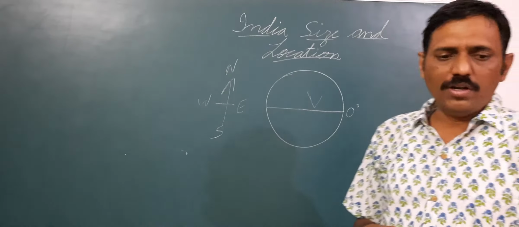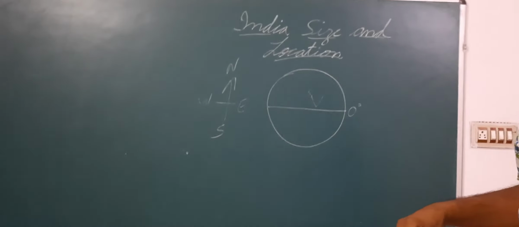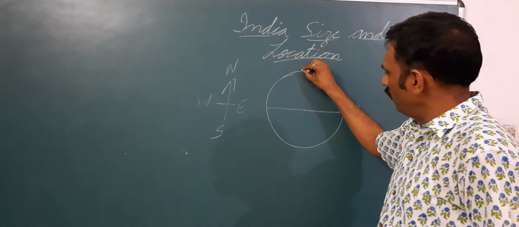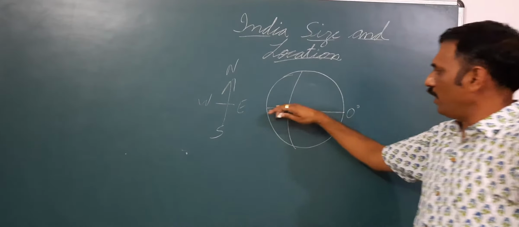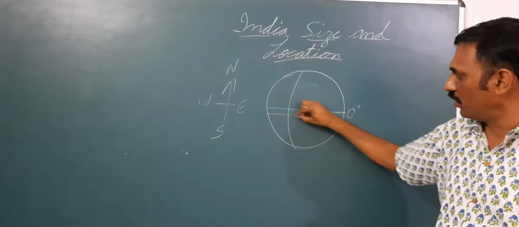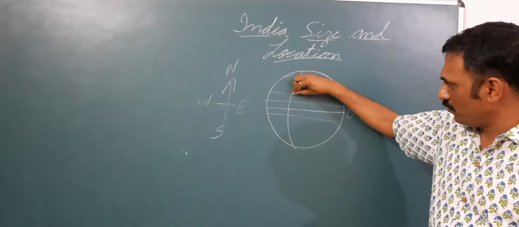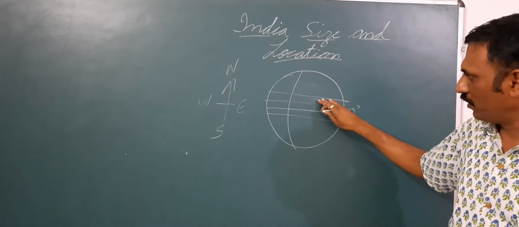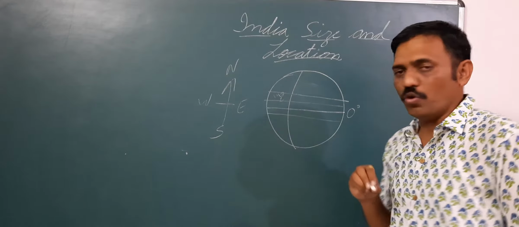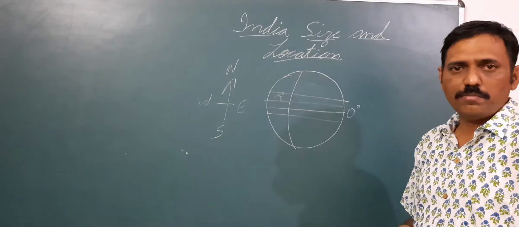Next is the latitudinal and longitudinal extent of India. When we are talking about latitude and longitude, you must remember that latitudes are the lines which run from west to east, the east-to-west running lines which are parallel to each other. These are latitudes, and they are parallel to each other. There is a distance of 111 kilometer between two latitudes. So these are also known as parallels.